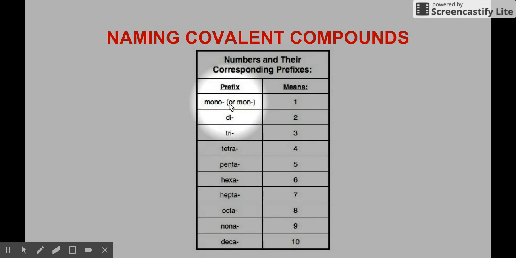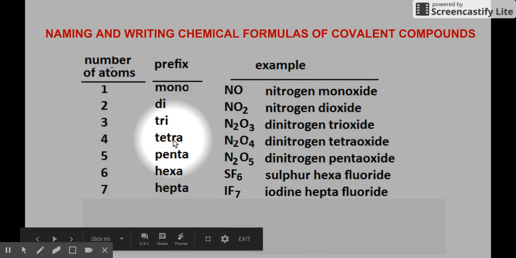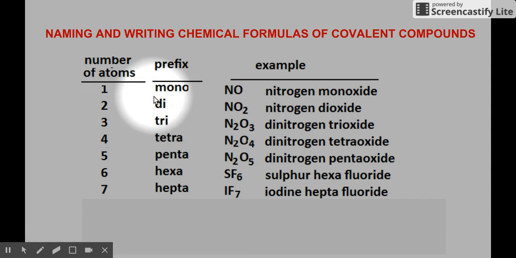So again, these are mono, di, tri for 3, tetra for 4, penta for 5, hexa 6, hepta 7, octa is 8, nona is 9, deca is 10. So let us now look at some common examples. When do we use mono? The example here is NO. You have one nitrogen and one oxygen. Now, you look at the name. The name is just nitrogen monoxide.